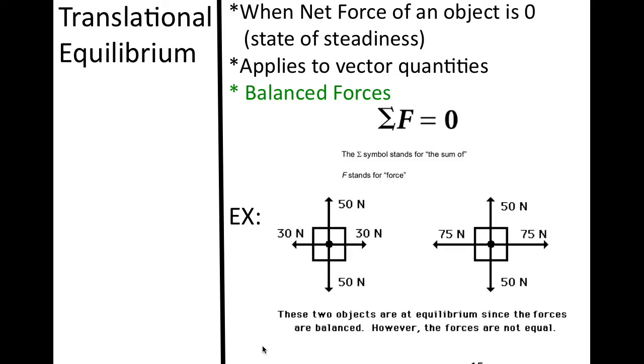Here it is shown with an object that is experiencing 4 different forces of different quantities. However, when you add them up, it all equals 0. Over here also, 75 minus 75, and 50 and 50 down. They are different from the vertical versus the horizontal. And then this is an example of translational equilibrium.